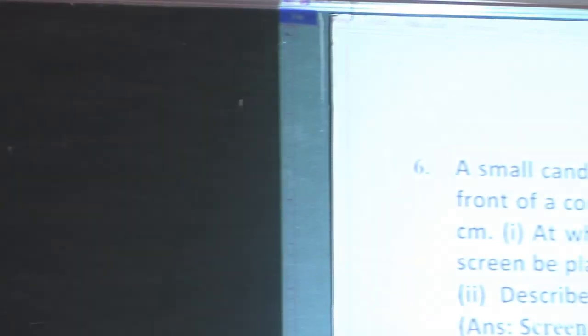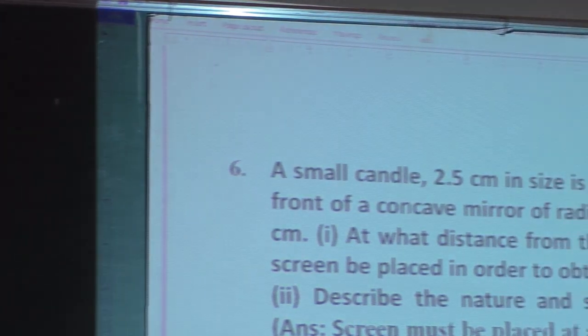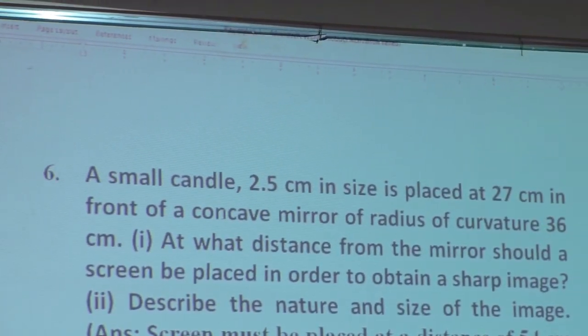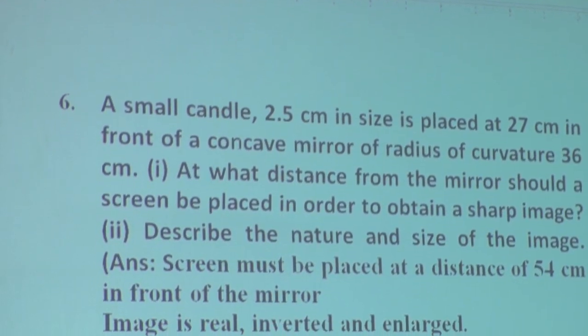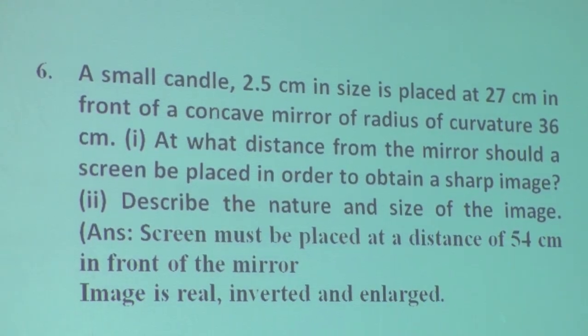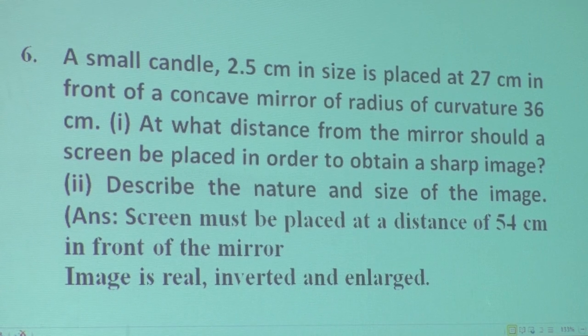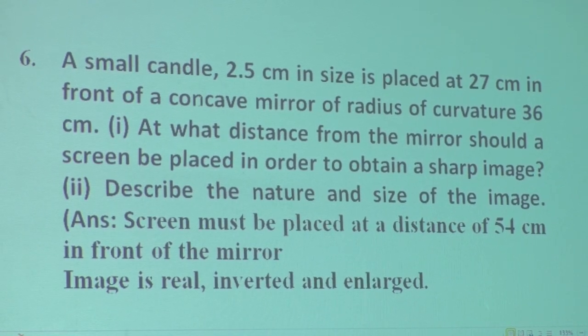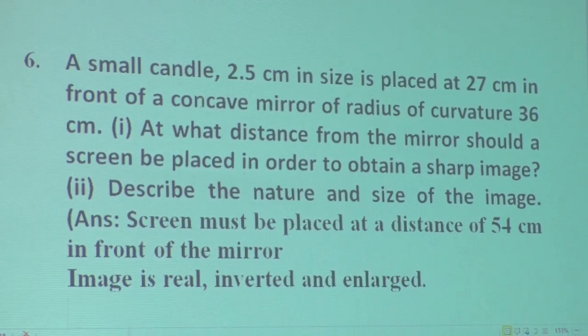Yes, a similar problem. A small candle, 2.5 centimeter in size, is placed 27 centimeter in front of a concave mirror of radius of curvature 36 centimeters. At what distance from the mirror should a screen be placed in order to obtain a sharp image? Describe the nature and size of the image. Okay, you can see the answer, but we have to analyze this.